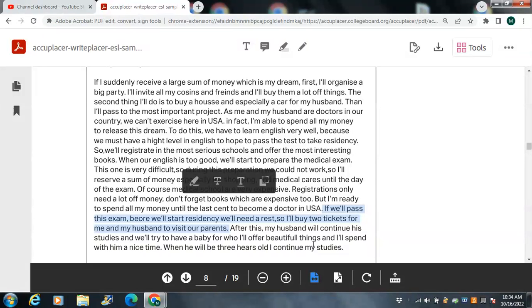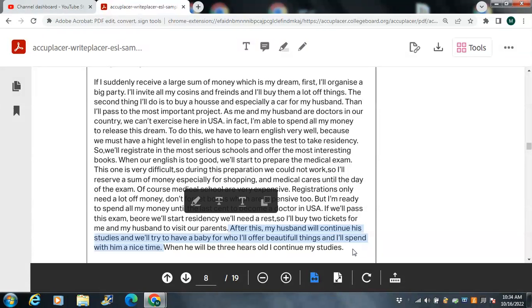Moving on. "After this, my husband will continue his studies and will try to have a baby for who I'll offer beautiful things, for whom I'll offer beautiful things, and I'll spend with him a nice time." Okay, so in this case, this is a little bit confusing. So "after this," comma, that's fine. "My husband will continue his studies," comma, "and will try to have a baby," period. Because then you're now telling us "for whom I'll offer beautiful things," comma, "and I'll spend with him a nice time."